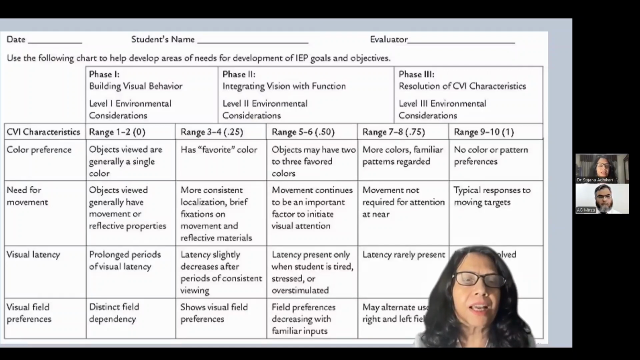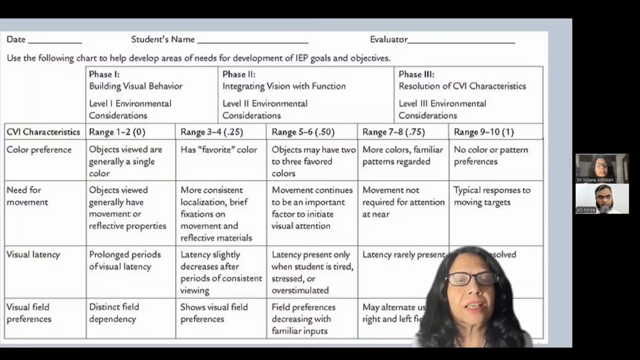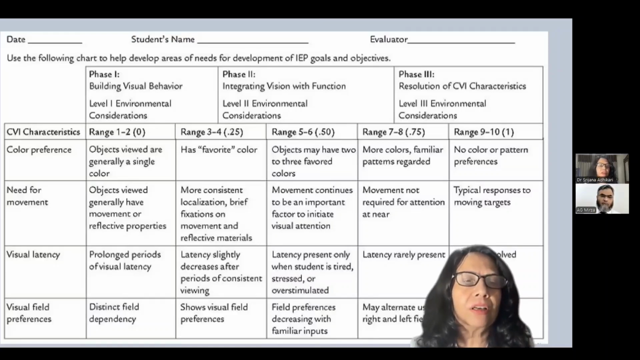Like if the child has color preferences and the objects viewed are generally single-colored objects, with a favorite color, then the child comes into the range of 3 to 4. Or if objects may have 2 or 3 favored colors, then 5 to 6. So according to that; another one also is need for movement and visual latency.